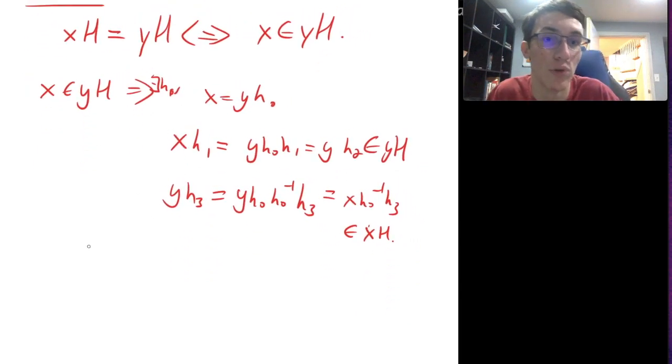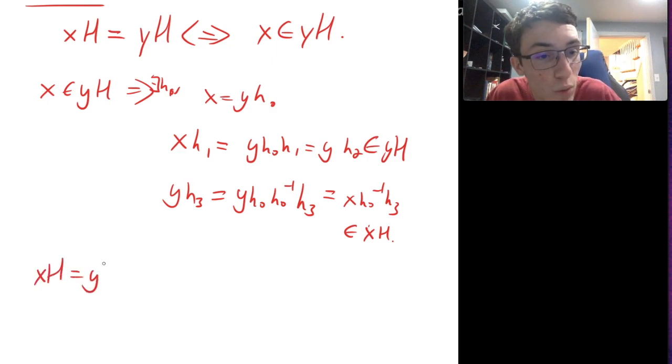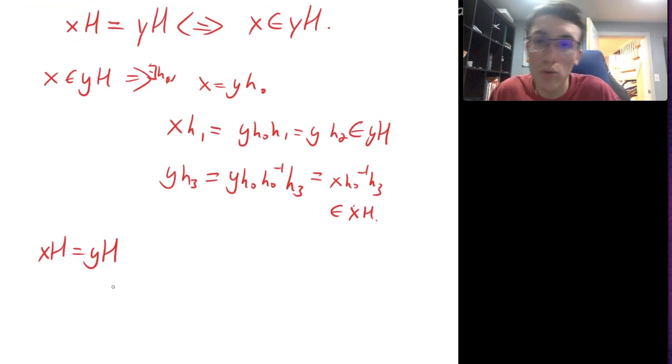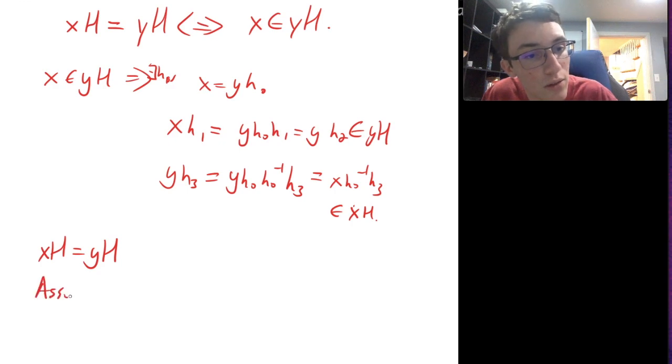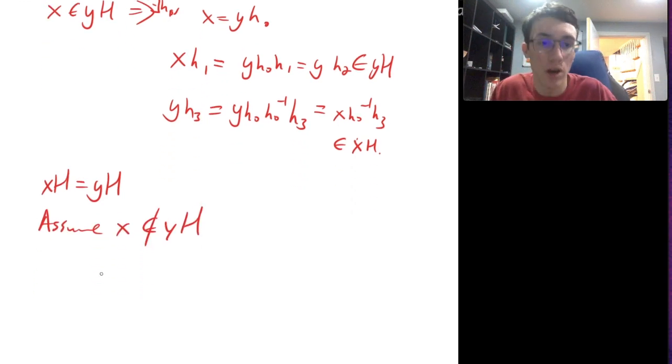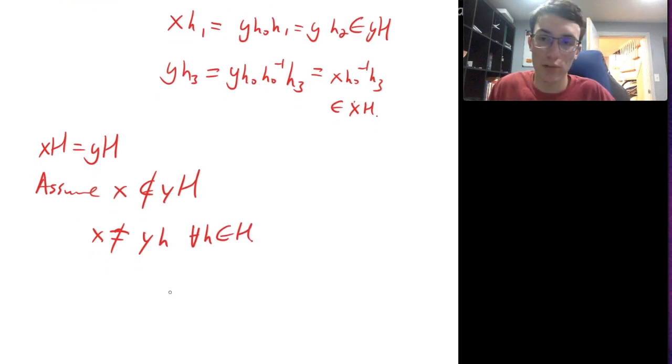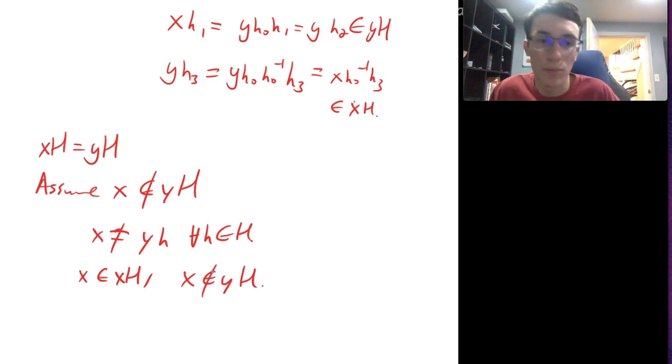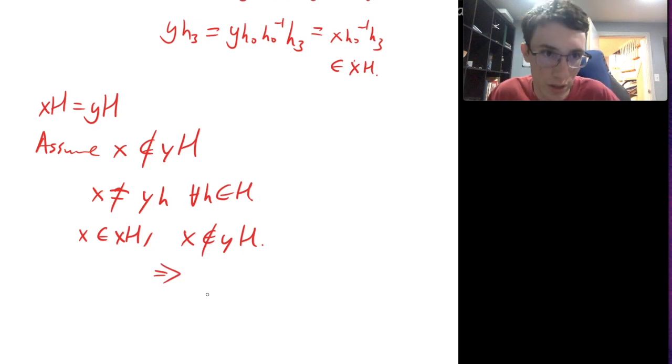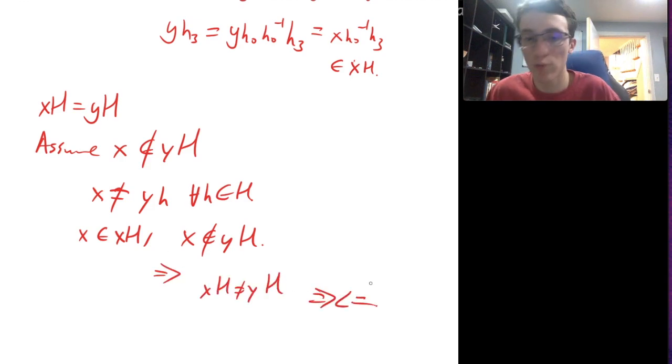For the other direction of this proof, let's say that xH equals yH. Let's assume for contradiction that x is not an element of yH. So x is not equal to y times h for any h. But this is actually a real big problem because x belongs to xH, while this is saying that x does not belong to yH. So that obviously can't be. This implies x is in xH but not in yH, so that means xH is not yH, which is a contradiction. Alright, so we proved the lemma.